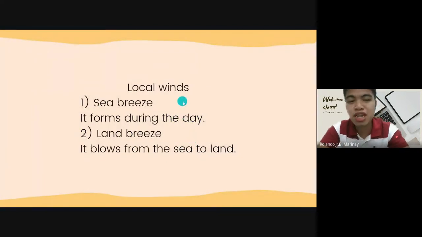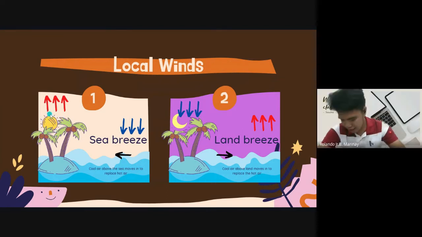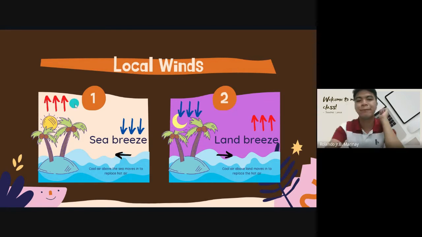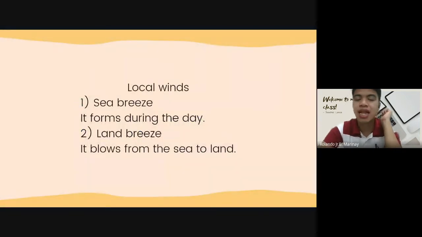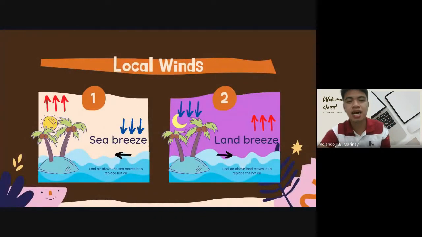Remember in the local winds, the sea breeze forms during the day. That's why you can see in this picture, there is a sun. And that also happens because, page 131, of course, kids, if there's a sun, it is hot. Okay? So the hot air will go up. Okay, the next one is the land breeze. It blows from the sea to the land. Okay. Did you understand the local winds?